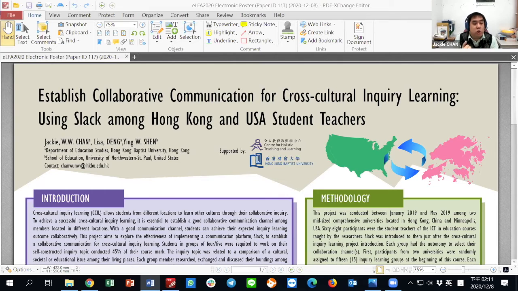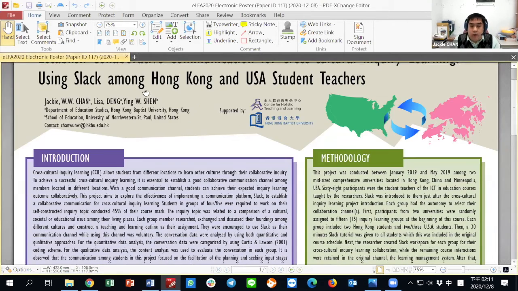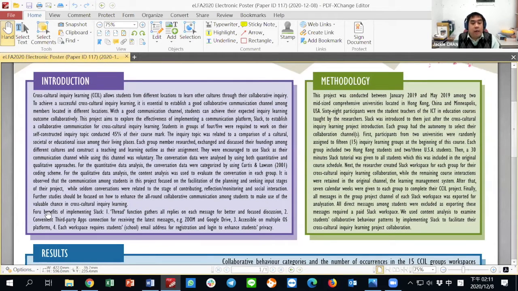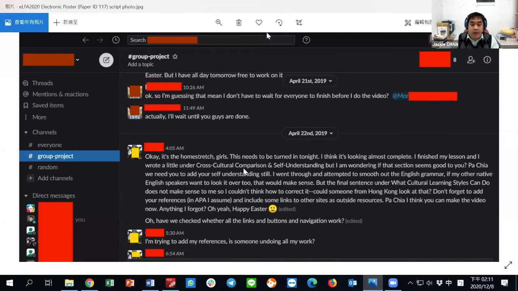Students were encouraged to use Slack as their communication channel, but it is not compulsory. There are four benefits to implementing Slack. First of all, it has a thread function. What that means is that you can reply to one message and all the replies will be under it, and you can view them by clicking on the original message and then continue the discussion.